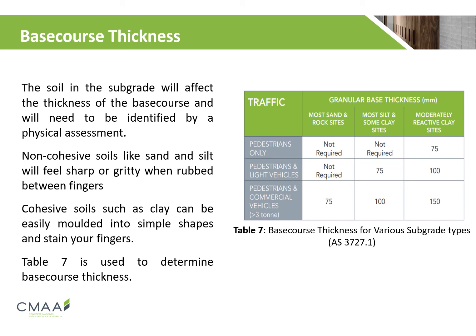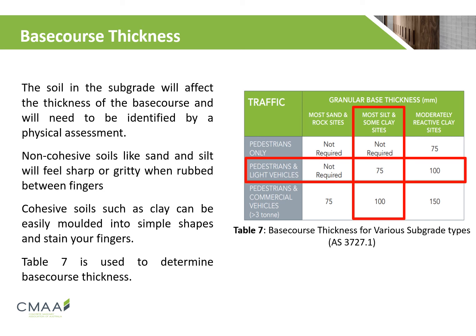The CMAA recommends the following Basecourse thicknesses as a rule of thumb when constructing concrete flag pavements, shown in Table 7. For our example, the subgrade has already been identified to be mostly silt with some clay. The traffic loadings were also identified to be pedestrian and light vehicles. Thus, the required thickness of the pavement can be easily determined to be 75 mm.